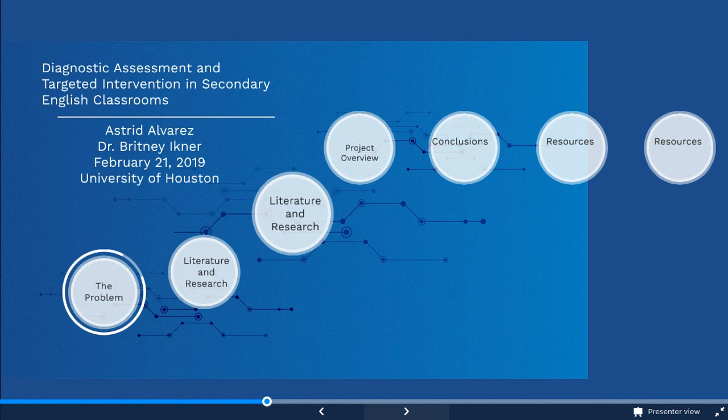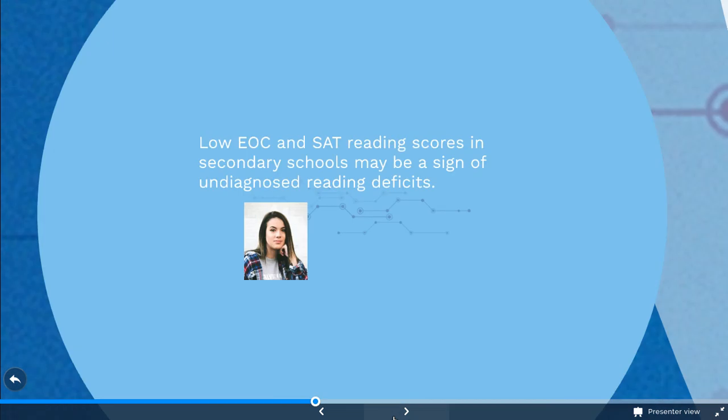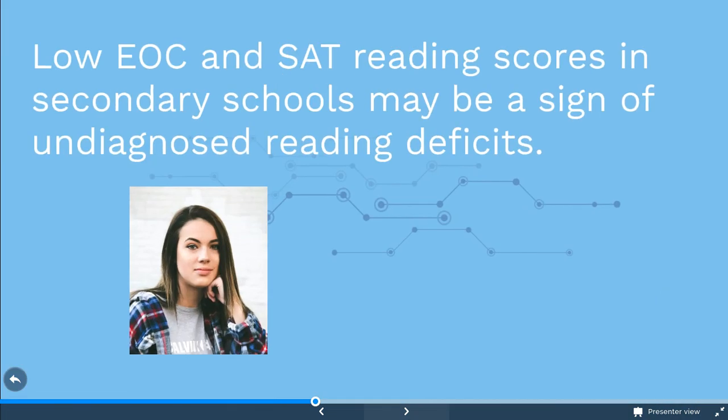So let's take a look at my specific project. My problem is the same problem that I mentioned at the beginning of the presentation. Our school district, and our school specifically, has a lot of very low English scores, reading comprehension scores, and SAT reading scores.